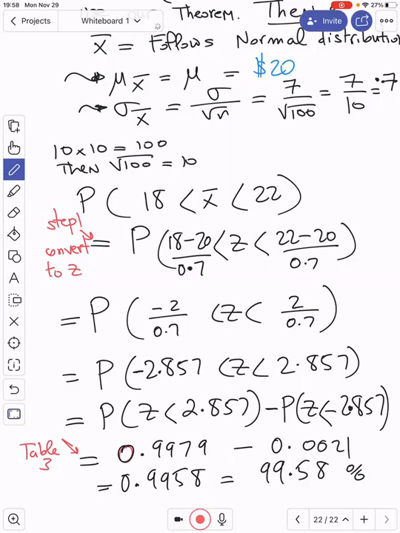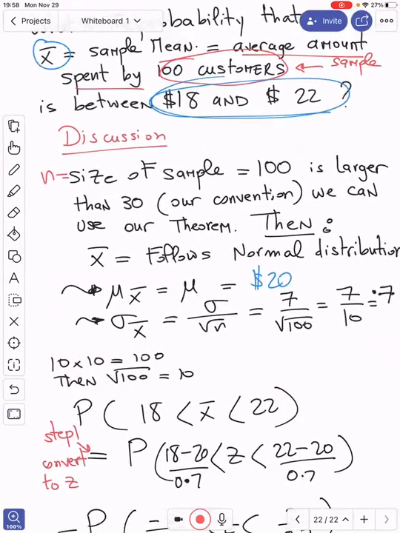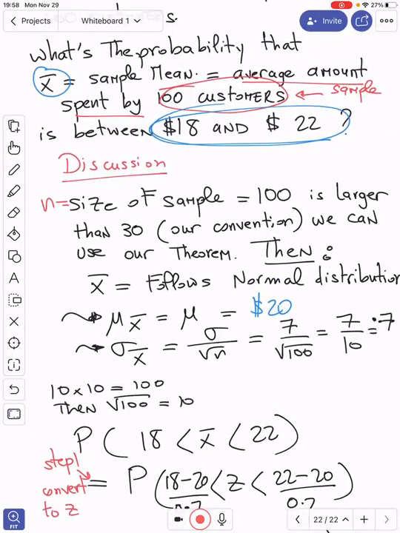So what we are saying is that there is a 99.58% chance that the mean or the average amount spent by 100 customers in a 10 minute shopping interval is between 18 and $22. Okay. Any questions, guys?